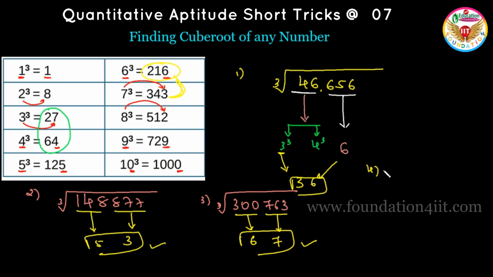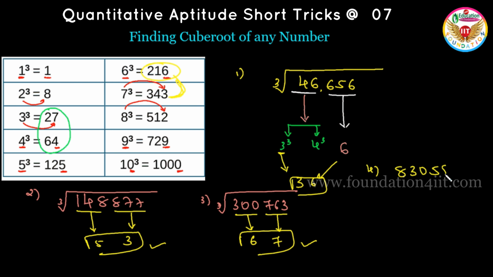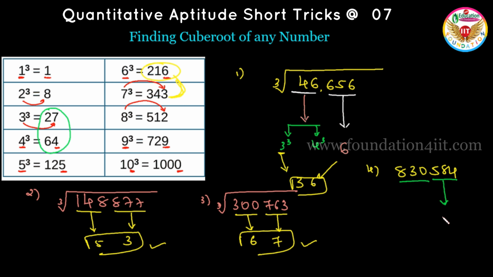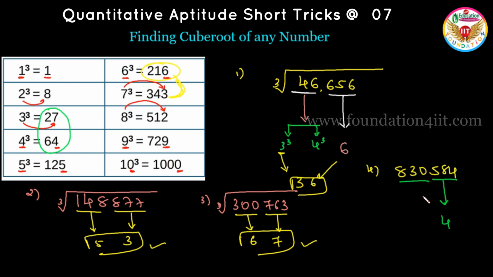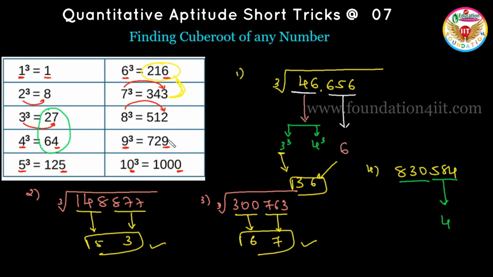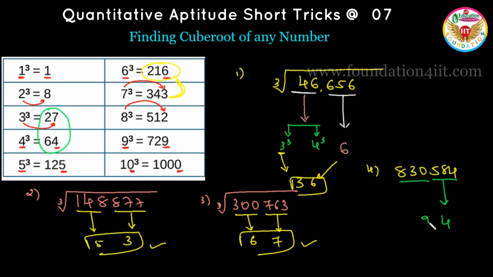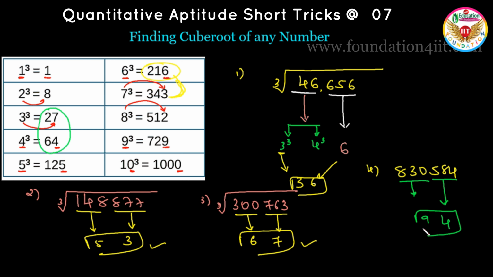Anything is the same pattern. For example, 8,30,584. If they are asking any cube, immediately just take the set. Observe 4 is here, right? 4 means 4 only. Only 2, 8, 3, 7 change. Remaining are the same. 830 will come after 729 and before 1000. So 729 is 9 cube. So 9, because it is after 9 cube. So 94. Right?